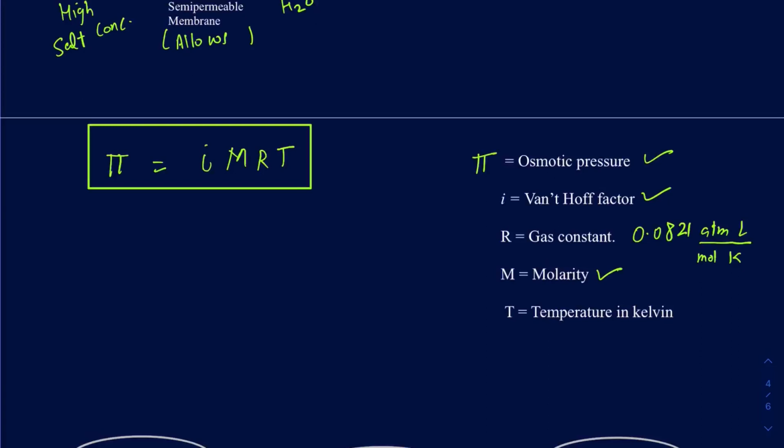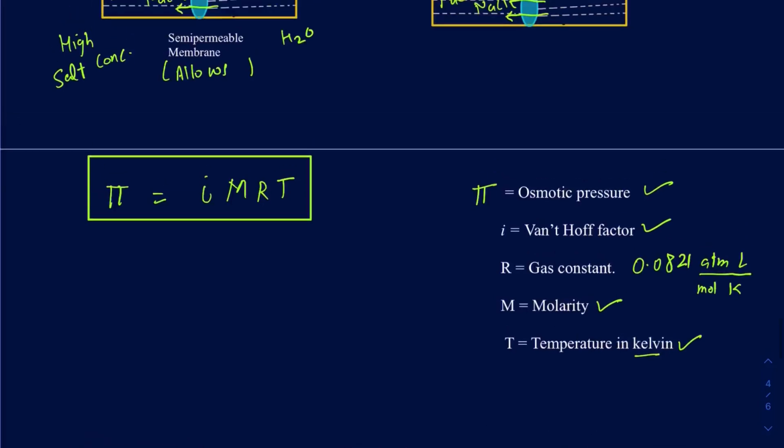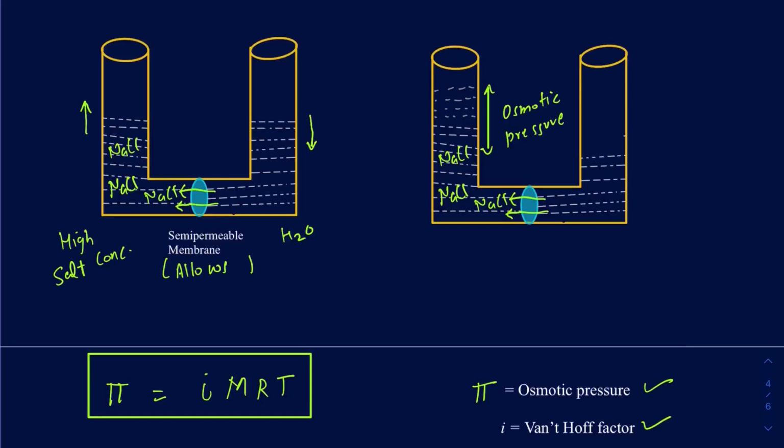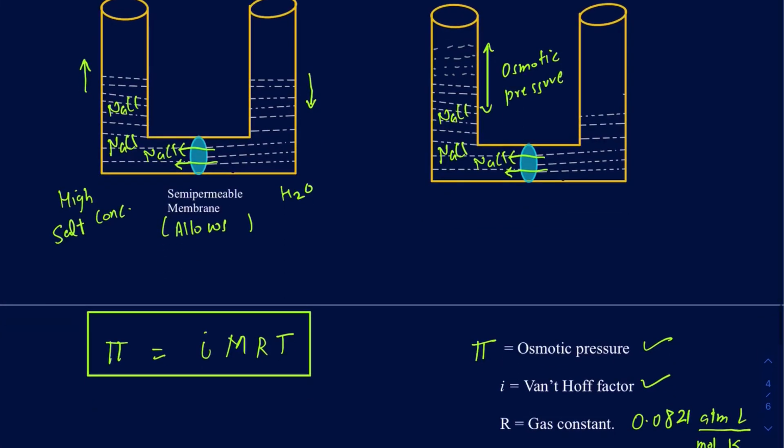For the freezing point depression and the boiling point elevation, we used the molality. For the vapor pressure, we used the mole fraction. And for the osmotic pressure, we're going to be using the molarity. And then the temperature is always going to be in the Kelvin scale, and that's the T in that equation. So if you know those four values, you can easily figure out what the pressure is going to be. And if you have to do it experimentally, you can do so with this experimental setup where you measure the height difference, and now you have the osmotic pressure in that particular case.